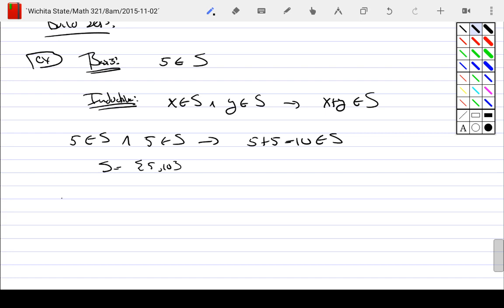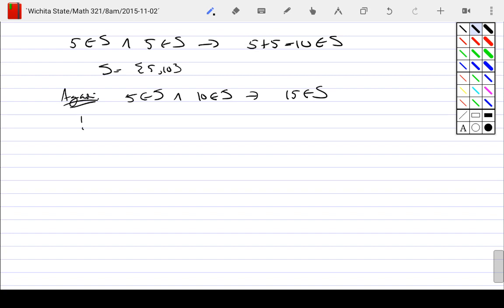What if I did it again? 5 is in my set and 10 is now in my set. What does that tell me is in my set? 15 is in my set. If I continue, what's my set made up of? So my set is all multiples of 5. So how did I generate all multiples of 5? Just start off with 5, and then say if you add an element to itself.